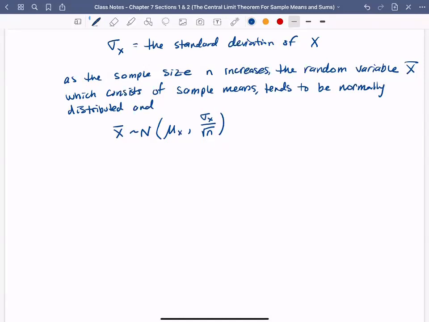So let's also talk about our z-score. So our z-score is now x bar, there is our random variable, minus our mu sub x, divided by, instead of just sigma, we also divide by the square root of our sample size.